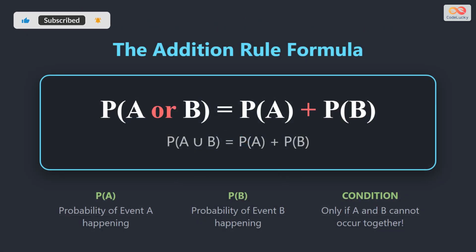Since the events don't overlap, finding the probability that either A or B happens is straightforward. We simply add their individual probabilities together. This is the addition rule for mutually exclusive events. P of A or B is equal to P of A plus P of B. The U-shaped symbol stands for union, which is the mathematical way of saying OR.